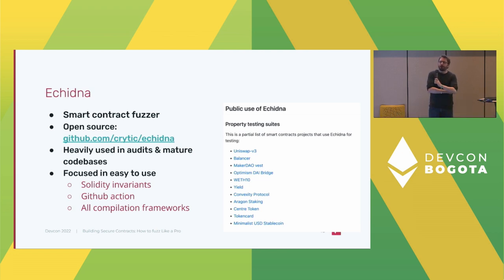I've also talked about Echidna. Echidna is our fuzzer for smart contracts. It's open source. We have been using it for like 4 or 5 years now in all our audits. You can see a list of mature code bases that use and have integrated Echidna in their process. For Echidna, we are focusing on ease of use. The invariants are described in Solidity. We have a GitHub action similar to Slither. And we support all the compilation frameworks. If you use Foundry, Hardhat, Brownie, Truffle, whatever, we are going to support it, because we use it in every one of our audits, and every now and then someone comes with a new compilation framework.